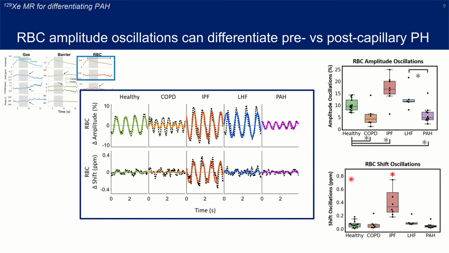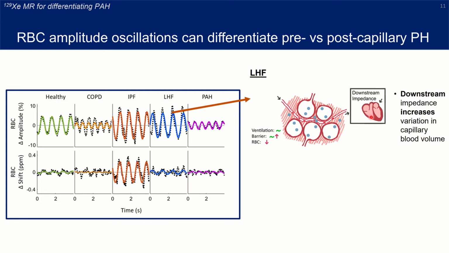But what you can see from this is that pulmonary arterial hypertension and COPD are the only disease states that are associated with a loss in RBC amplitude oscillation. So this can help differentiate PAH from left heart failure. And when you think about the physiology behind this, this actually does make a good deal of sense. In left heart failure, this is, again, driven by pulmonary venous hypertension or high blood pressure in the pulmonary veins.